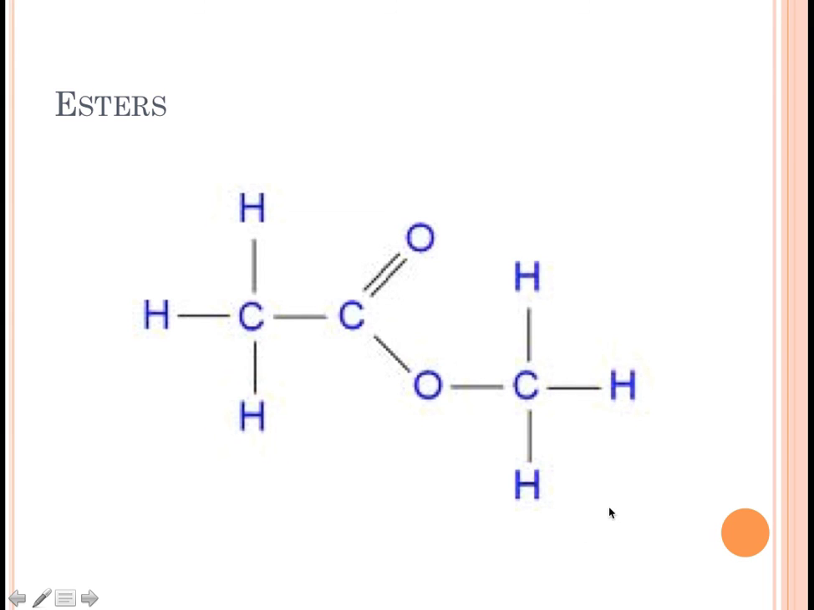This bit here was made from an alcohol, specifically because it's got 1 carbon in length, methanol. So this bit's going to come first. This is going to be my methyl. And here is ethanoate.